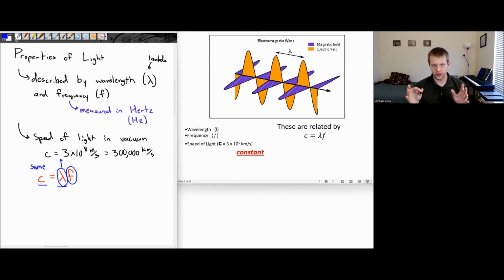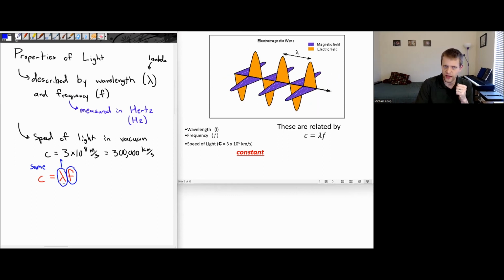Again, whenever I'm asking these questions, pause the video, try to work it out yourself, and then unpause it and see our discussion. Well, if the speed of light's staying the same, and I increase the wavelength, the only way that this equation will work out is if the frequency gets much, much lower.